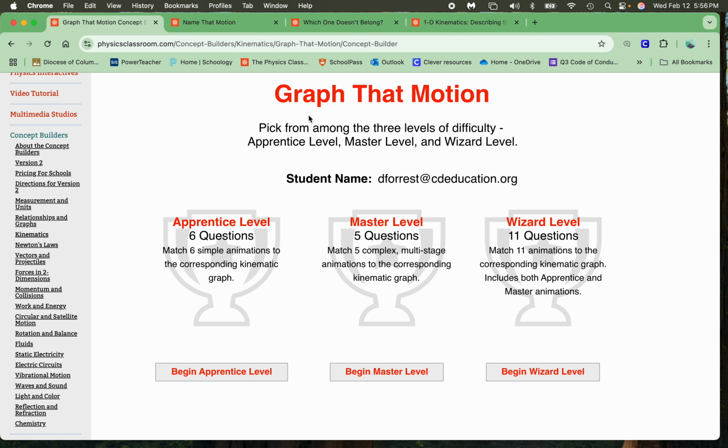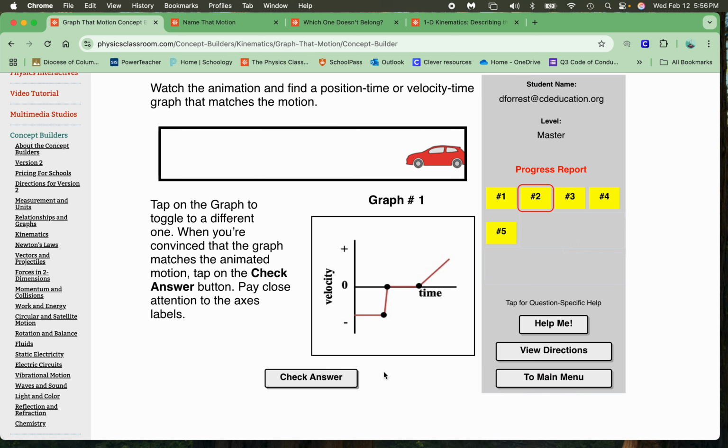Anyhow, the first concept builder is graph that motion. I'm asking you to do the apprentice level and the master level. You do not need to do the wizard level because that's basically just repeating these two. So I'm going to do a sample one in the master level. Remember, if you need to get help, you click there. If you need to get directions, you click there.